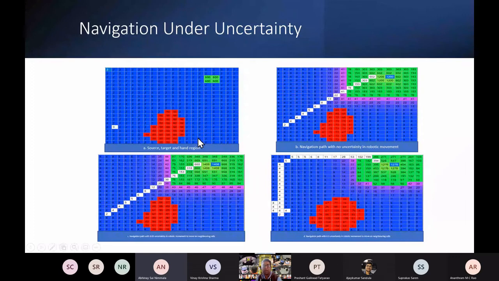In this application, we can mark the blocks where we do not want the robotic agent to be. And here you can see that when there is no uncertainty, it almost moves in a straight line. But when the uncertainty is higher, it goes in a rectangular fashion because it wants to stay away from this hand. Due to the uncertainty in the robot's motion, even if it is trying to go here, it may venture to the other side. So it is kept further away from the hand position.